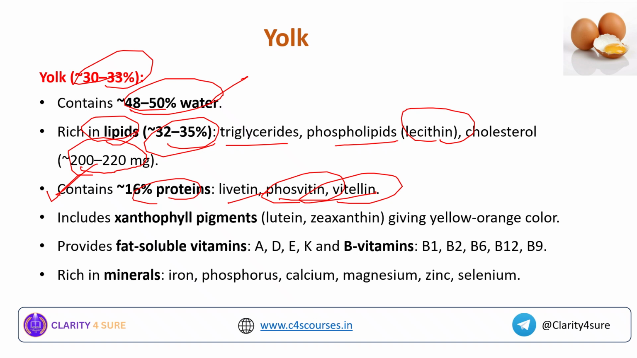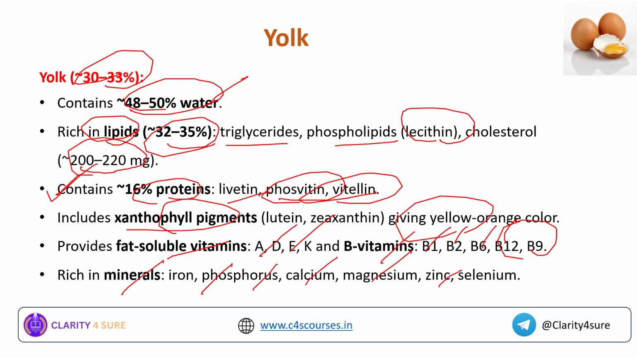It also has the xanthophyll pigment. This pigment is what gives the yellow-orange color to the yolk. It provides fat soluble vitamins. What are the fat soluble vitamins? We all know: A, D, E, K, and B vitamins B1, B2, B6, B12 and B9, of which it is a very good source. So egg yolk is a very good source of fat soluble vitamins and a range of B vitamins. It is also rich in minerals: iron, phosphorus, calcium, magnesium, zinc and selenium.